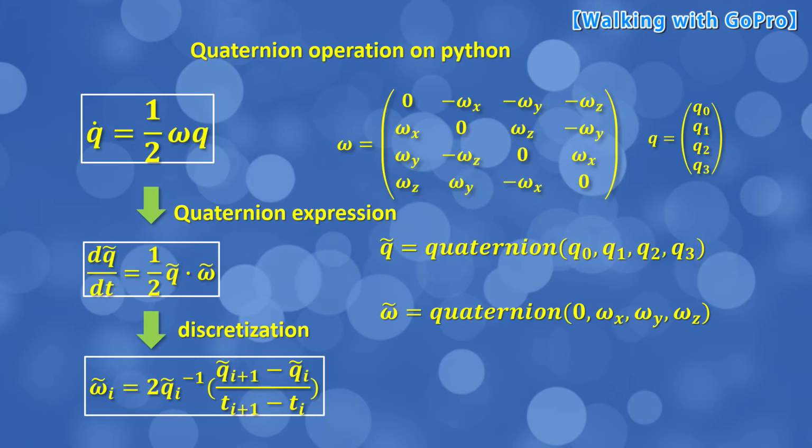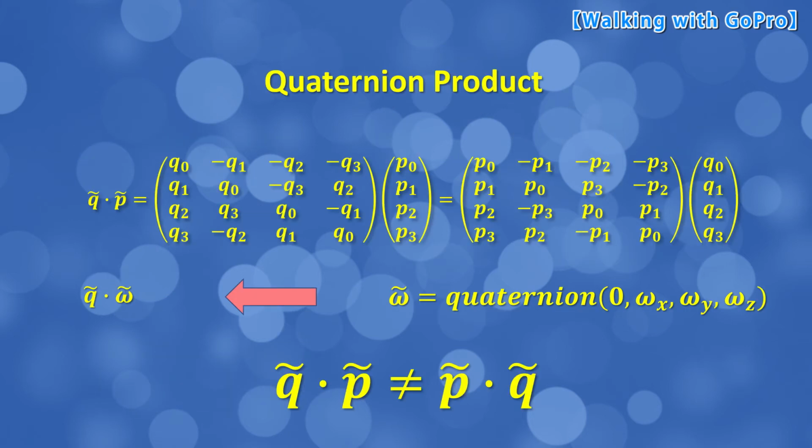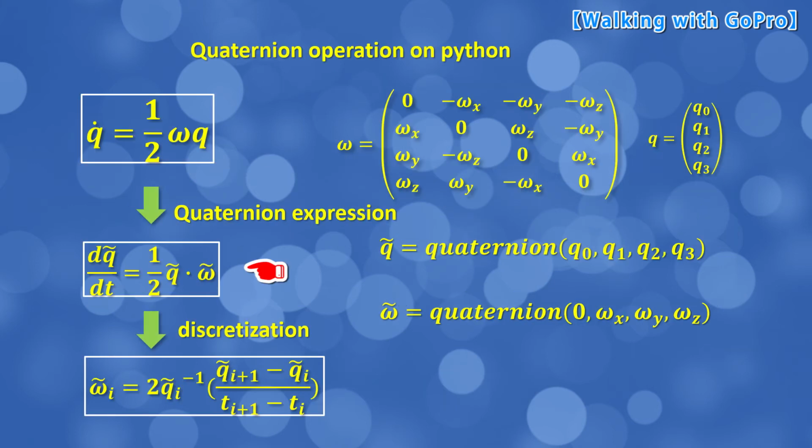Next is how to process with quaternion operation. The basic formula to start with is also the time derivative of the quaternion: Q dot equals 1/2 omega Q. Here, the contents of the omega matrix are compared to the quaternion product definition, where P can be replaced with omega, and the angular velocity omega is a quaternion with 0, omega x, omega y, and omega z as components. Finally, the basic formula can be expressed like this. The tilde above a letter is often used to indicate that the letter is a quaternion.